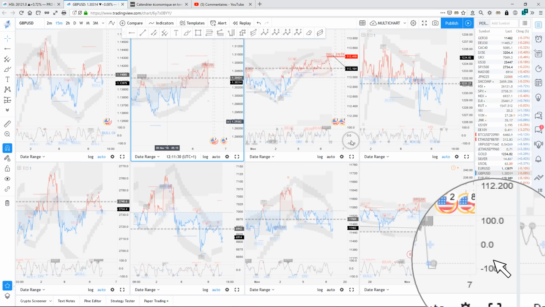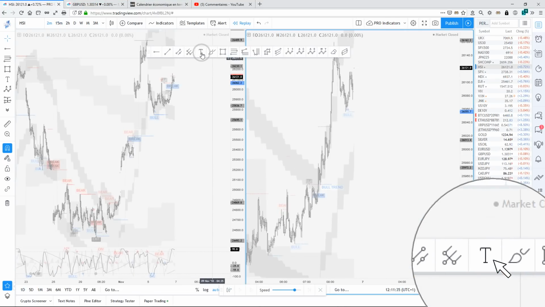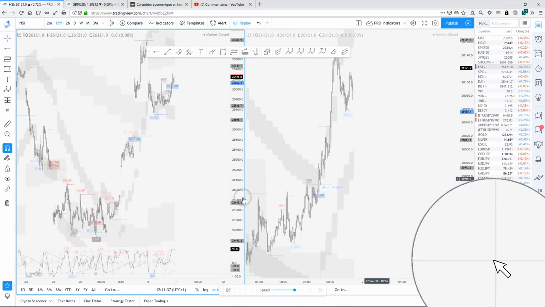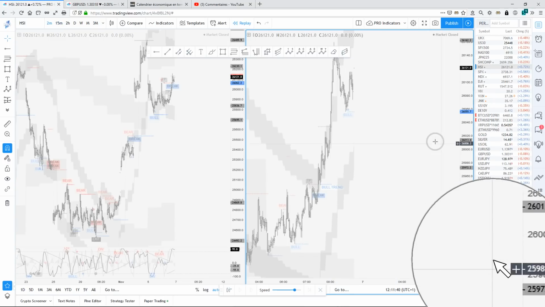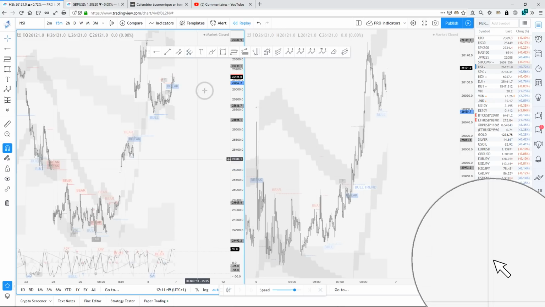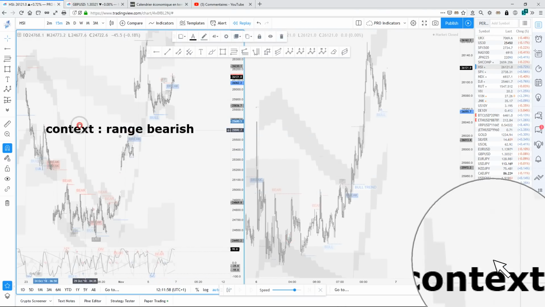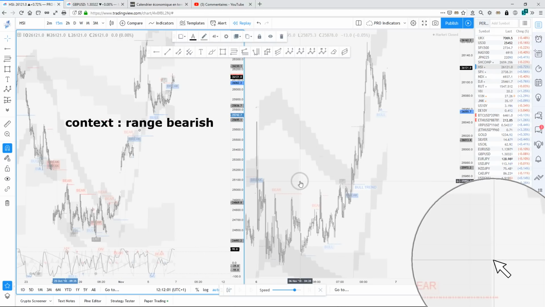You take a screenshot, okay? You take a screenshot and you use those tools, the text tools. Okay, for example, I would like to have double chart if you have the option. So if you have a pro account on TradingView and you can do that, just make sure you have context on the left and your local chart on the right, or the opposite. I don't really care. It's just that I'd like you to write down what kind of context you were trading. So you basically say context, range, bearish, or whatever this is.